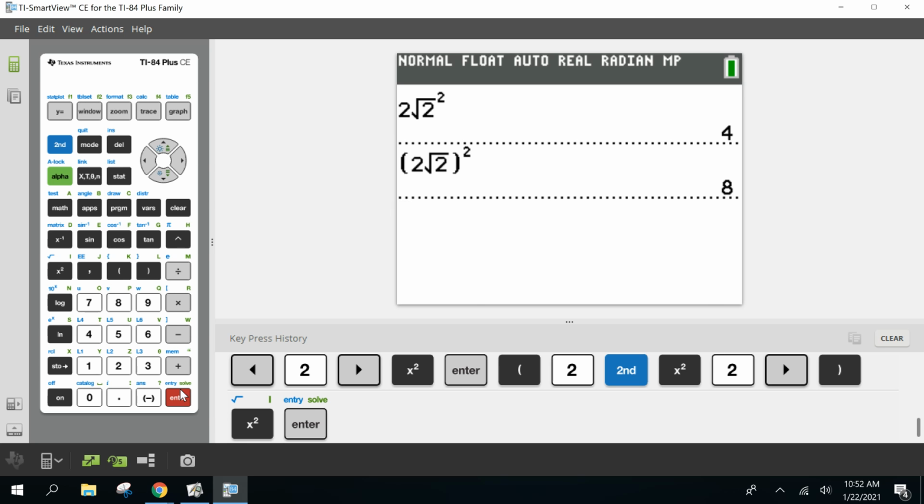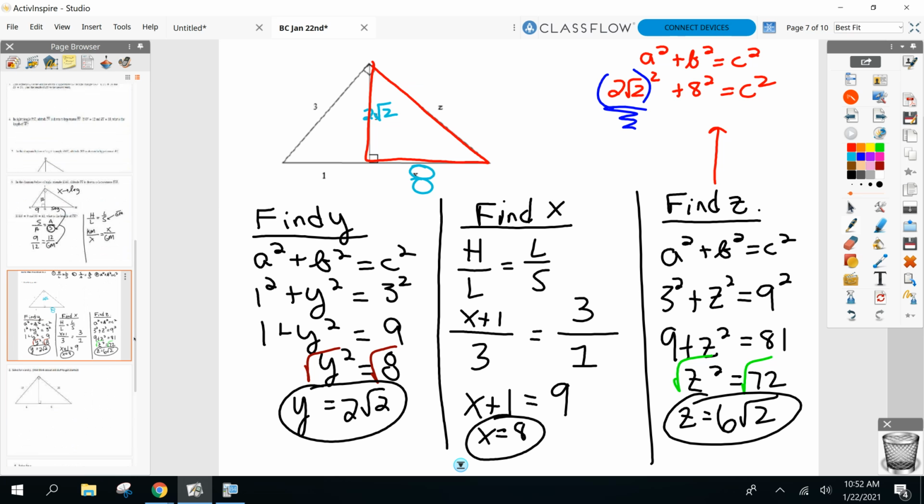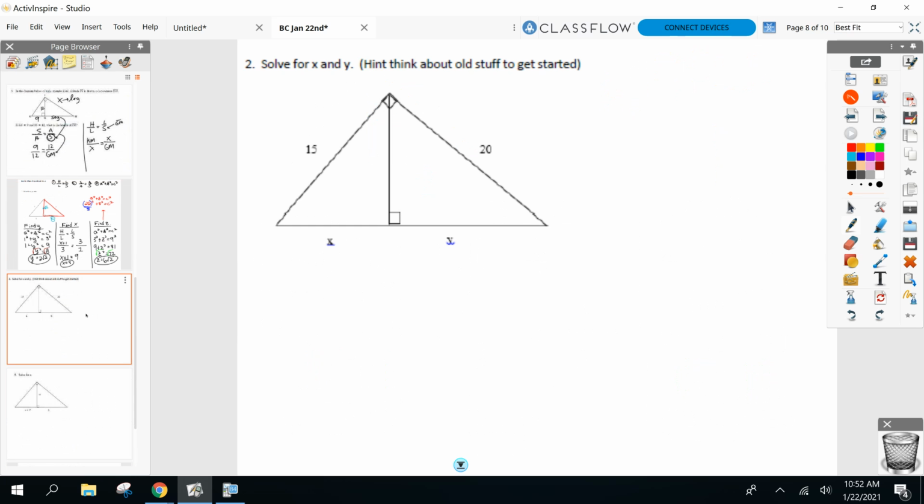All right, good job on that first one. Let's see what you got on the next one, because you guys know one doesn't make you great. Find X and Y on this diagram.